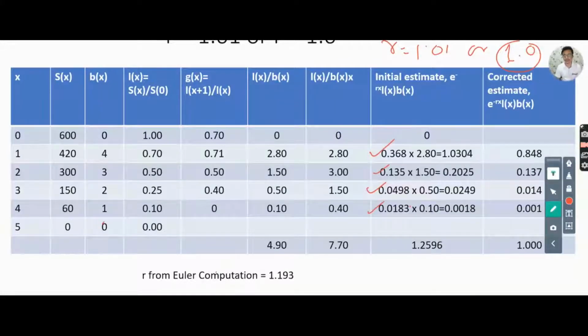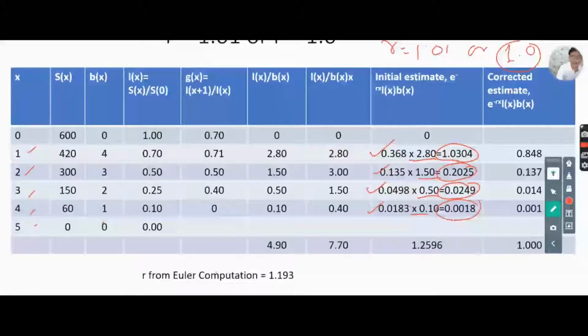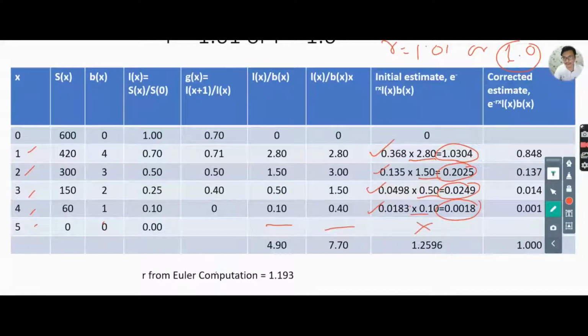Okay, so when you multiply this with the lx bx, this is your outcome. This is your outcome for every x, right? Since there is no lx bx in this part, we don't have any data here. Now you can add up all these initial estimates we got.